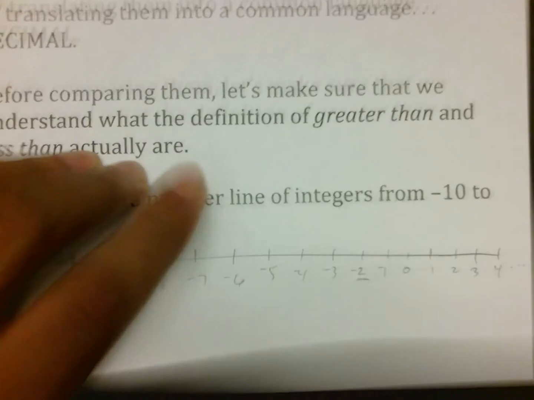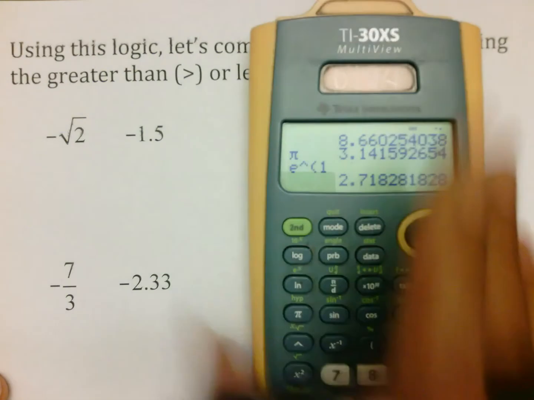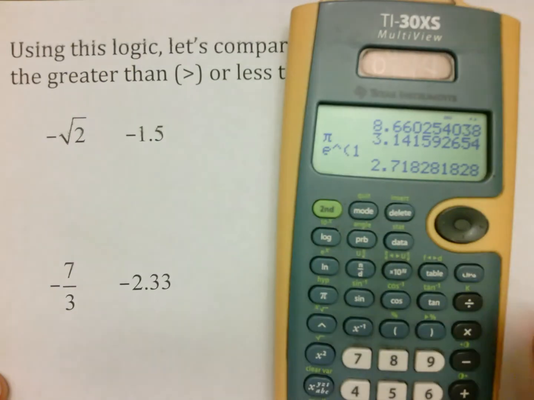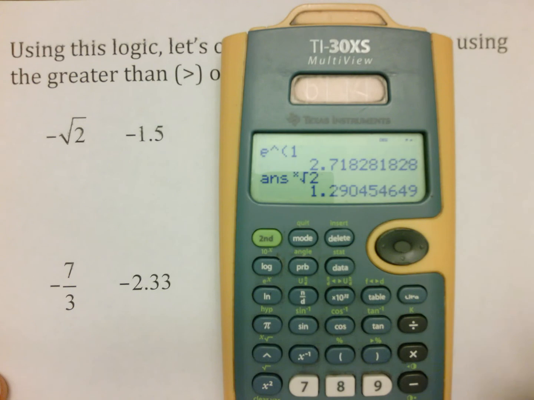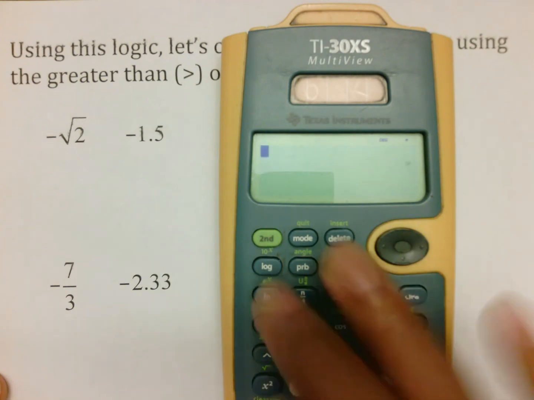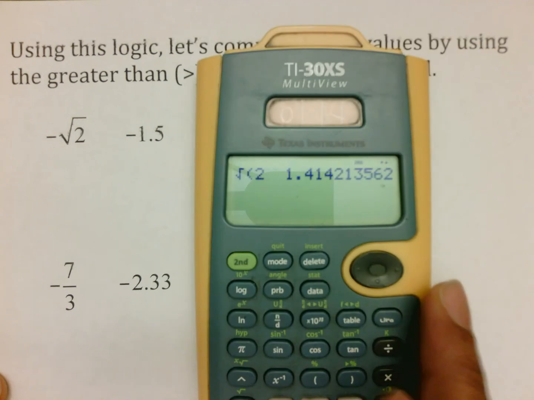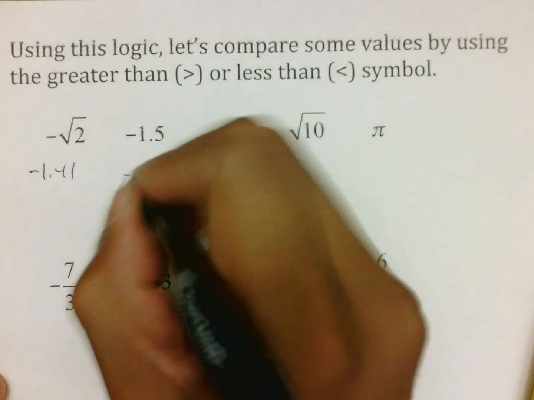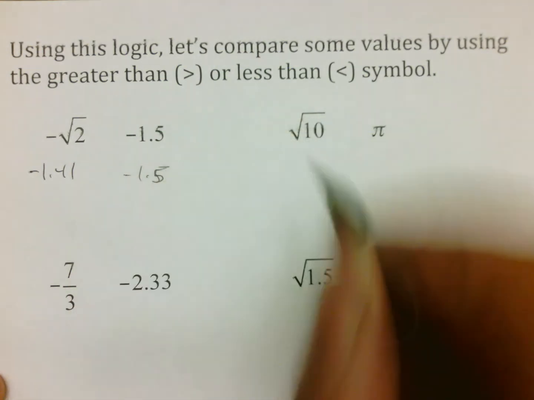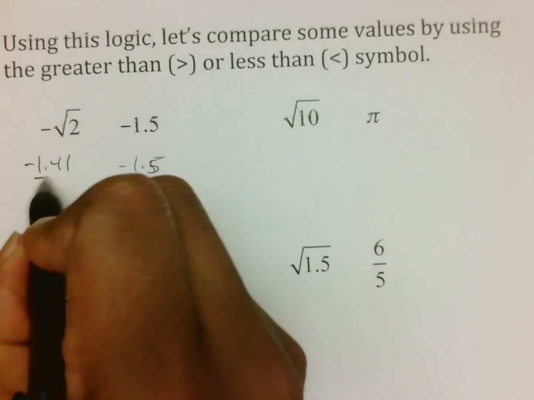All right. So using that logic, let's compare some numbers real quick and see that we understand it. First off, negative square root of 2 means I have to do the square root of 2, so I hit second, x squared, 2, which is about 1.41. So this is negative 1.41 compared to negative 1.5. Again, keeping in mind they're both negative, the ones match.